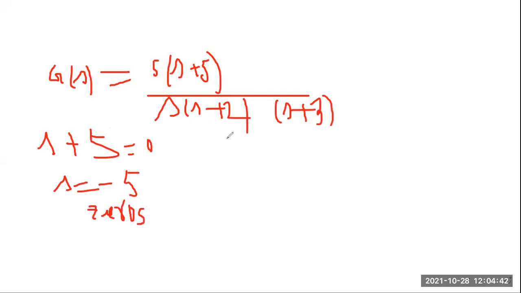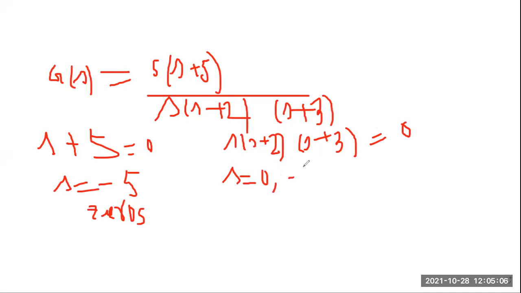Okay. Now similarly, if we equate the denominator of the transfer function to 0, then whatever solution we'll get, what are the solutions? S equal to 0, then S equal to minus 2 and S equal to minus 3. These are basically the poles of the system.